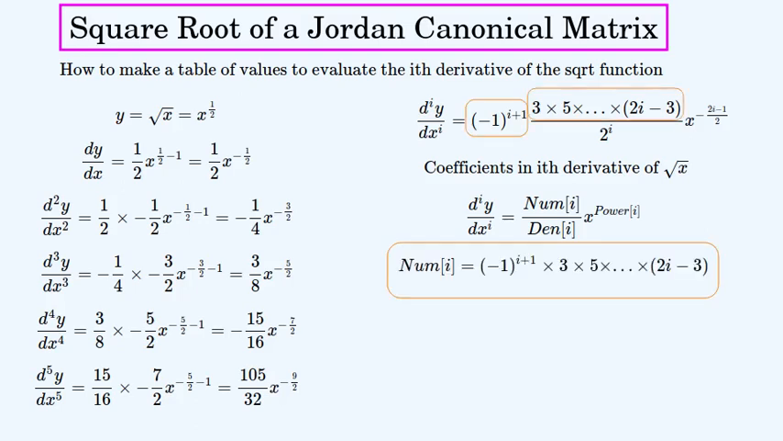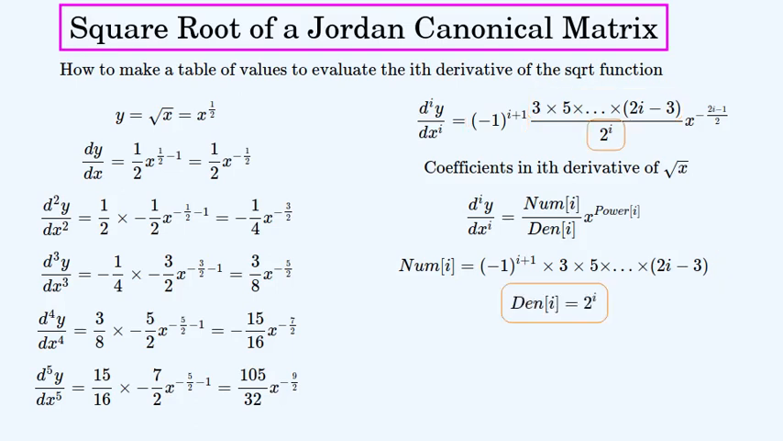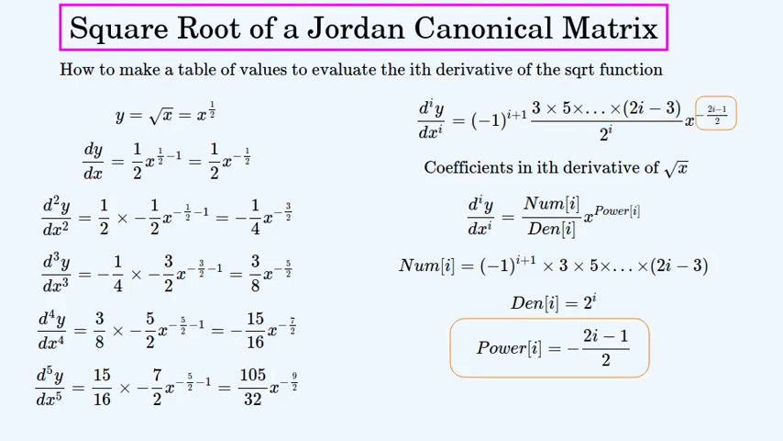The num array, which is short for numerator, corresponds to this part of the derivative. The den array, which is short for denominator, corresponds to this power of 2 in the denominator of this fraction. The power array corresponds to this number which x is raised to the power of.